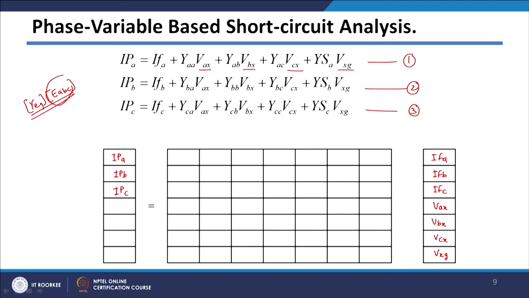These three equations: IPA is getting multiplied by 1 in the first equation, there is no term related to IFB and IFC, and then here it will be YAA, YAB, YAC and YSA. This is the first equation. In the second equation, the IFA term is not there, the IFB term is there, and then VX is getting multiplied with YBA, YBB, YBC and YSB, which is getting multiplied with VXG.